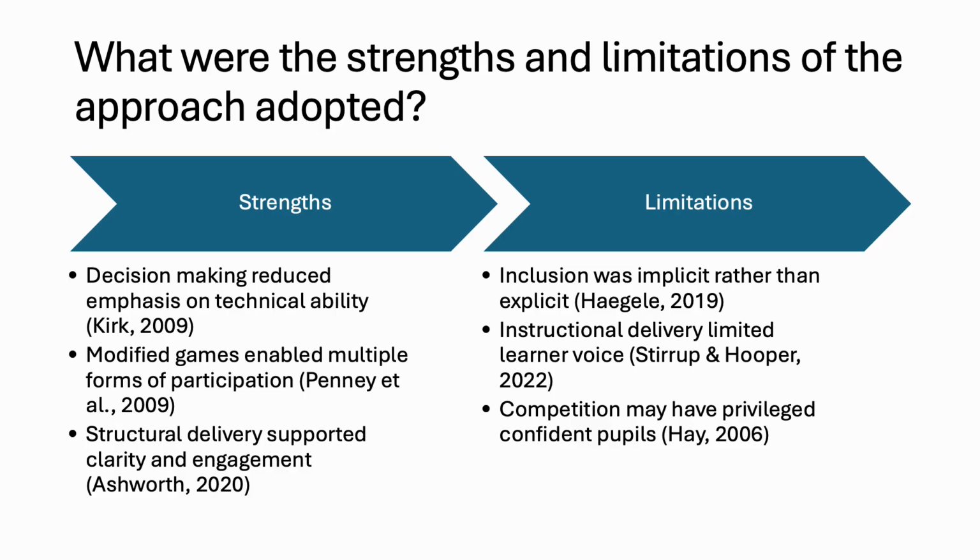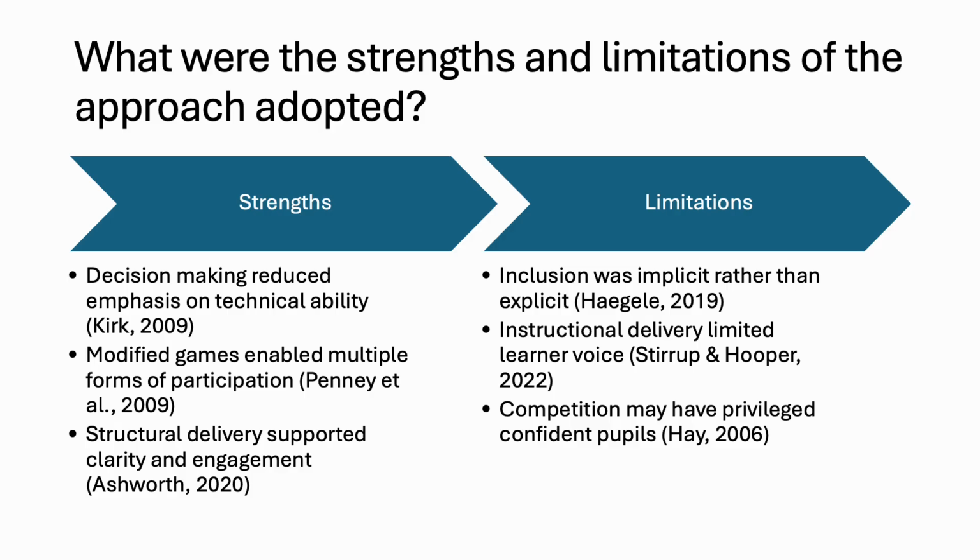Although adaptations were planned and the session was intended to be inclusive, these were not consistently discussed with pupils or actively constructed. Hageley refers to this as the inclusion illusion, where activities appear inclusive on the surface but may not result in meaningful inclusion for all learners.